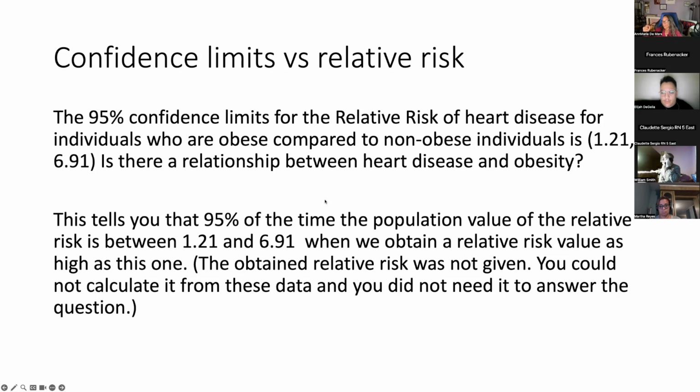And the reason I know there is, is because a relative risk of 1 means the risk of the exposed and the unexposed is the same, right? Because it's exposed divided by unexposed. If the relative risk is 1, that means it's the same. If the 95% confidence interval goes from 1.21 to 6.91, 1 is not in that interval. So that means that there is a significant relationship, that 95% of the time, the population value is between 1.21 and 6.91. Is it 1? Not as far as we know.